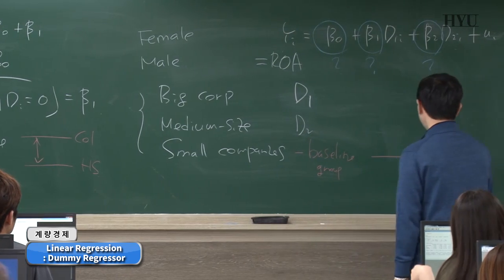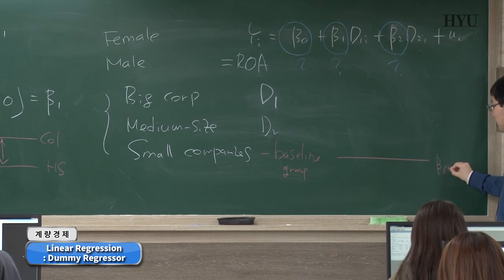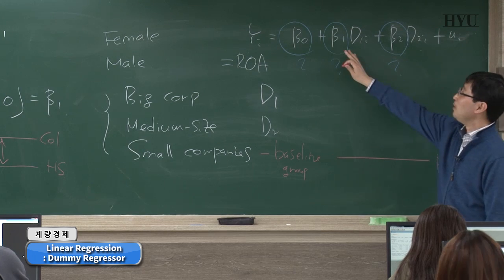So we measure the average ROA for the baseline group. So that's beta null. Now, what's the meaning of beta 1 then?